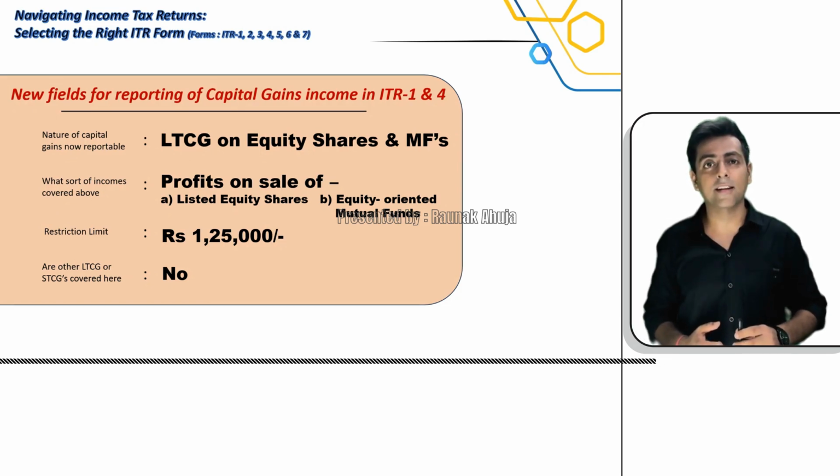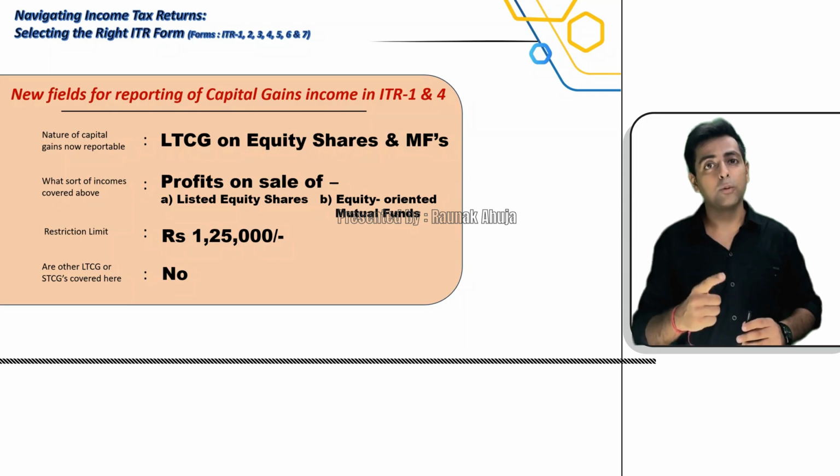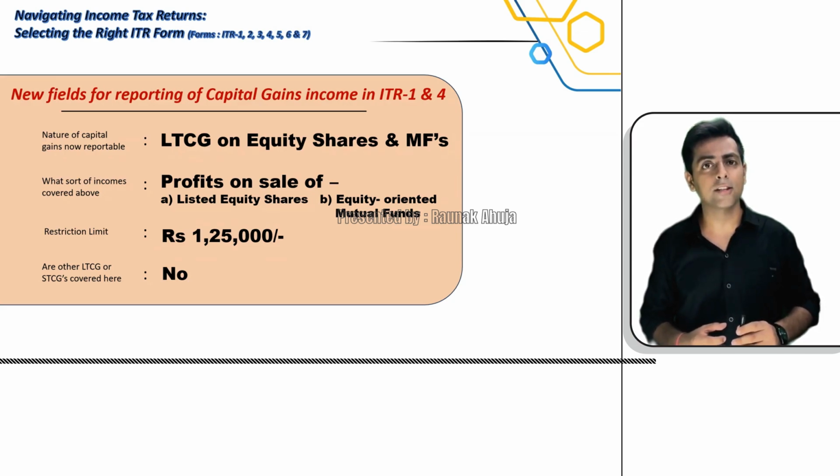What's the nature of capital gains that can be included in ITR 1 and ITR 4? All the long-term capital gains on equity shares or mutual funds can be included in these ITRs. Now, what precisely gets included in LTCG? All the profits from sale of equity shares or units of equity-oriented mutual funds constitute the long-term capital gain that can be reported under these ITRs. What is the maximum amount that is permissible to be reported under these ITRs? The maximum amount permissible to be reported in ITR 1 and ITR 4 is Rs 1,25,000.